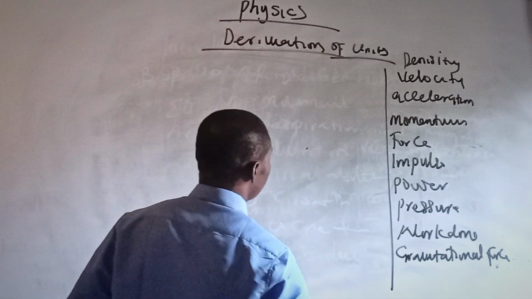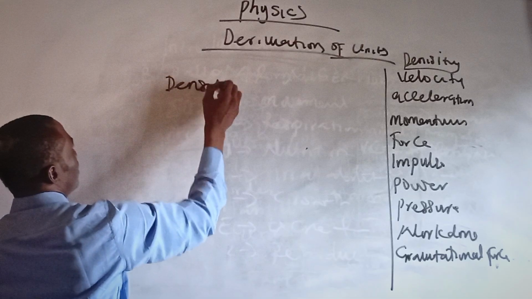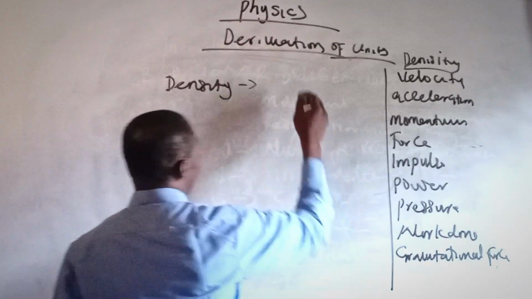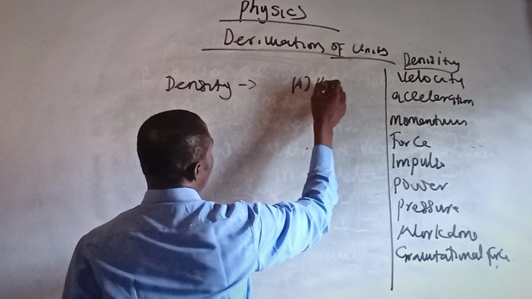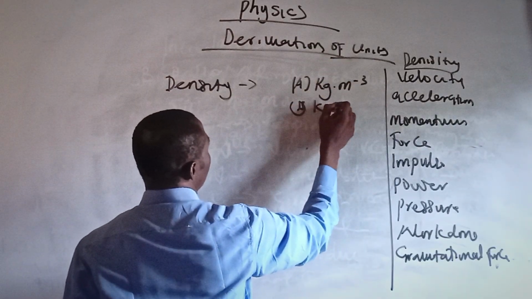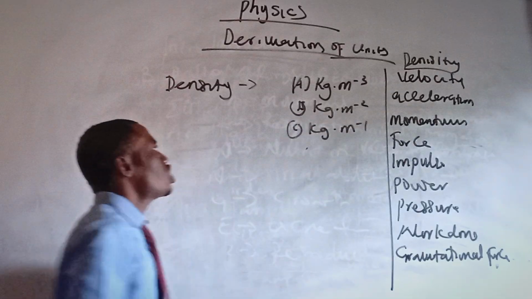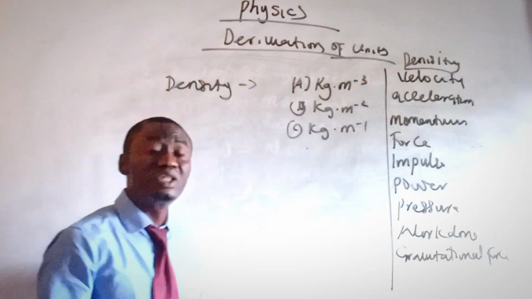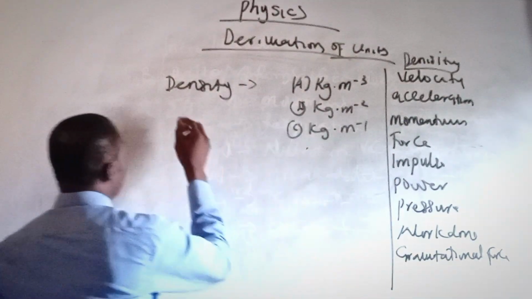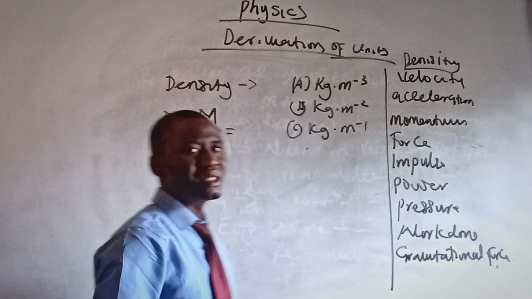All right, so if it is density, what's the unit of density? If you have a question, which of these is the unit of density? You have option A, option B, and option C. The options are hard to know if you don't know how to derive the unit. What's the formula for density? Density is mass over volume.